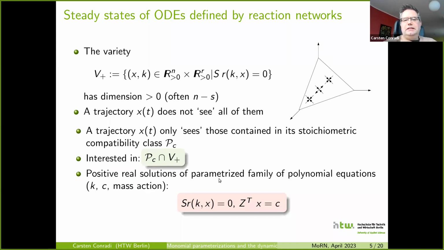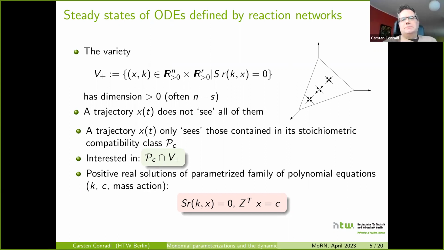And the means to do this is this polynomial system that consists of the steady state equations and the linear equations defined by the conservation relations. And then, for example, one question is, are there values of K and C such that there are multiple steady states, or such that there is a Hopf bifurcation.